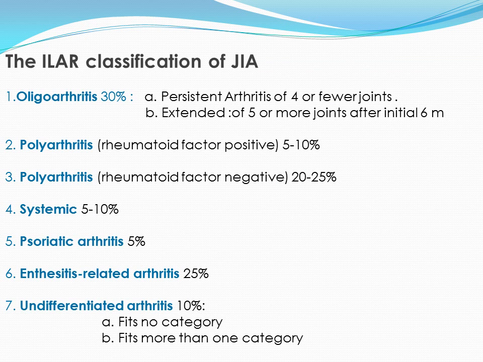Juvenile idiopathic arthritis is classified according to the International League Against Rheumatism into 7 categories: oligoarthritis, polyarthritis with rheumatoid factor positive, polyarthritis with negative rheumatoid factor, systemic JIA, psoriatic arthritis, enthesitis-related arthritis, and undifferentiated arthritis.